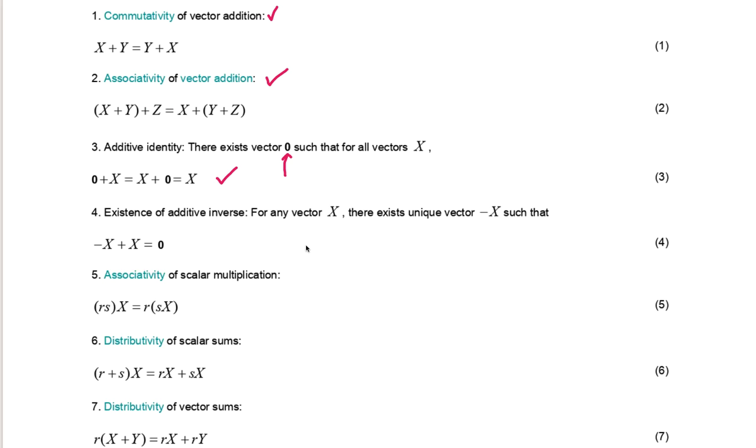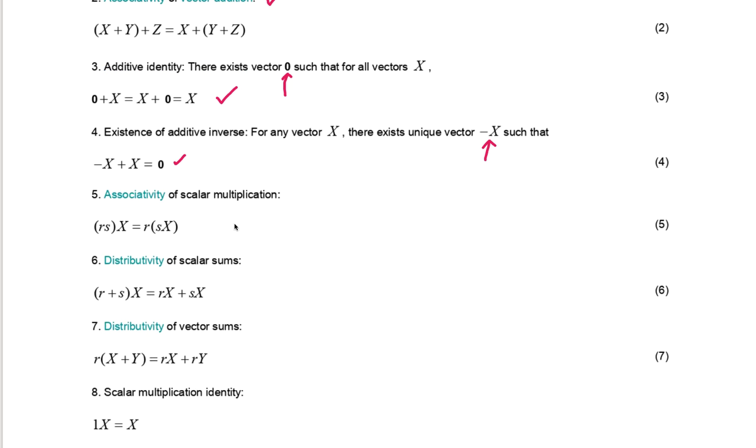Existence of an additive inverse. You don't necessarily have to use that designation, but this follows from the properties of the vector space. There's going to be a unique additive inverse. Negative x plus x always has to give you the zero vector. You have to be able to do this. Associativity of scalar multiplication there. Distributivity of scalar sums, like you see there. Distributivity of vector sums.